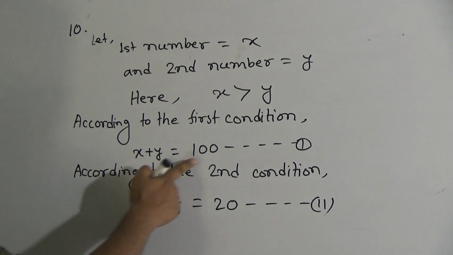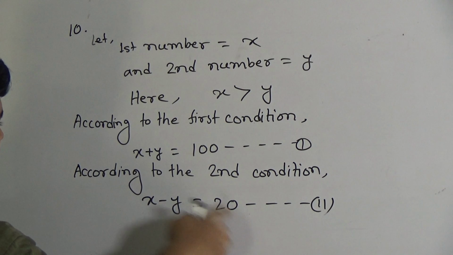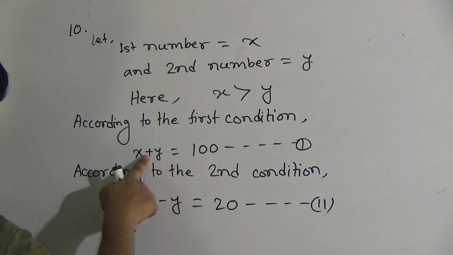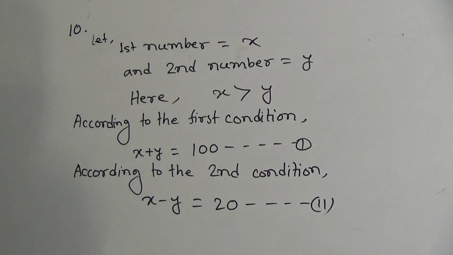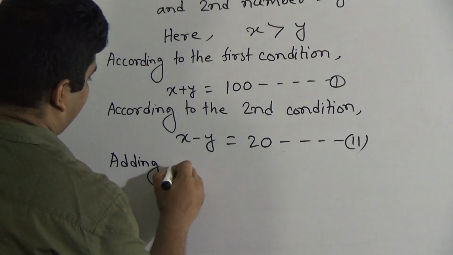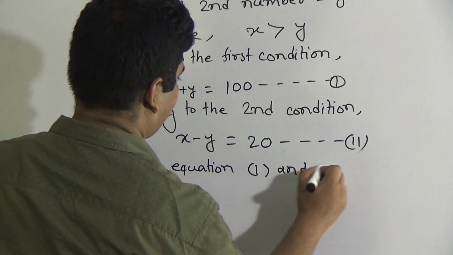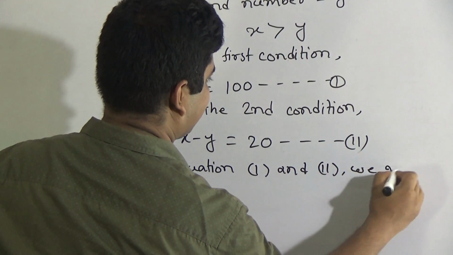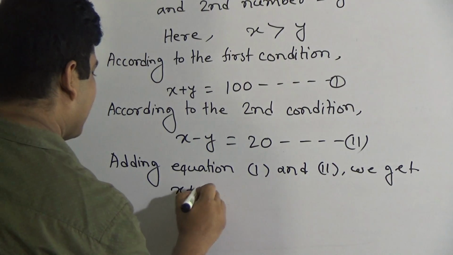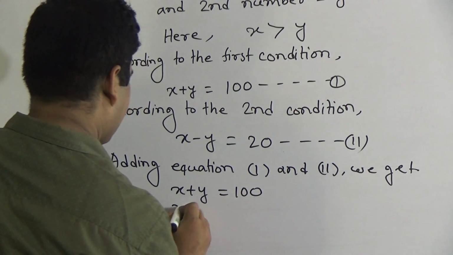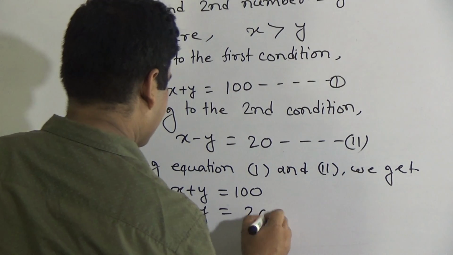Notice x plus y equal to 100, x minus y equal to 20. Here y carrying plus sign, here y carrying minus sign. So if we add equation number 1 and 2, then we can easily find the value of x and the value of y is omitted. So adding equation 1 and 2, we get x plus y equal to 100 and x minus y equal to 20.